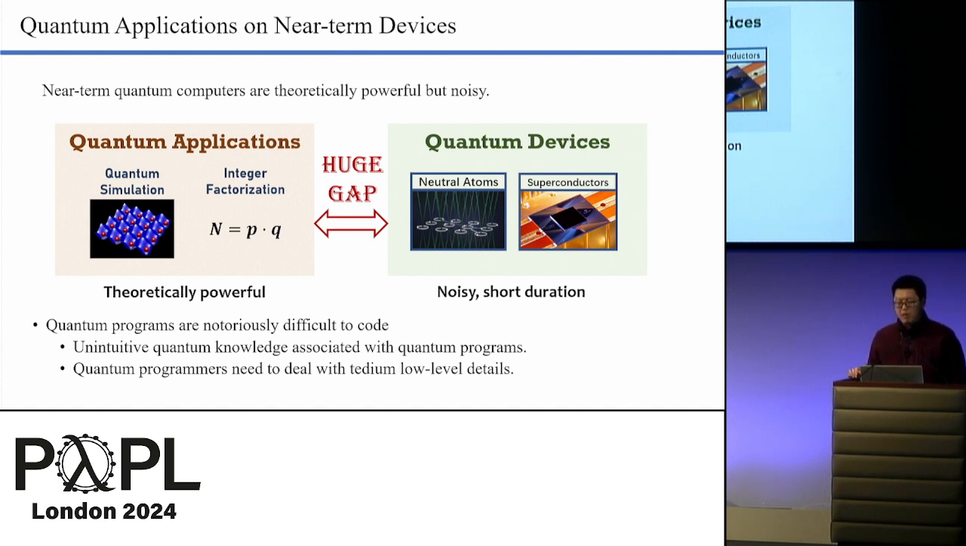Because the current quantum devices are very noisy and usually have very short durations, quantum programs, which are used by programmers to utilize these quantum devices, are notoriously difficult to program. There are two reasons. The first is that to write good quantum programs, programmers usually need to know many unintuitive pieces of quantum knowledge. The second is that since the quantum devices are very noisy, programmers usually need to deal with tedious low-level details to maximize their utilization of these quantum devices.